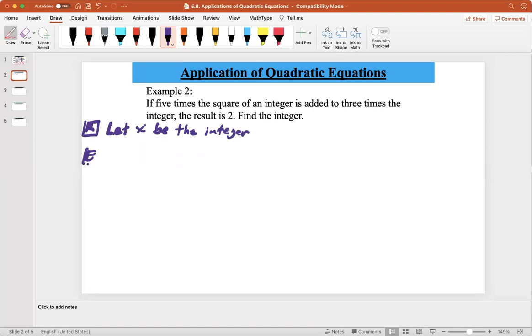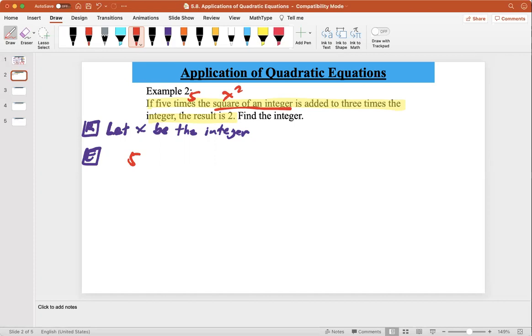How about our equation now? It's step 2. Let's find the equation here. We can find the equation based on this. Let's write this into an equation. If 5 times the square of an integer, what do you mean by 5 times? It is times 5, right? 5 times what? The square of an integer. How do you write the square of an integer? We do not know the integer. We represent it as x, so that would be x squared.